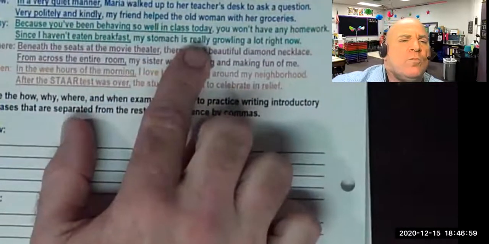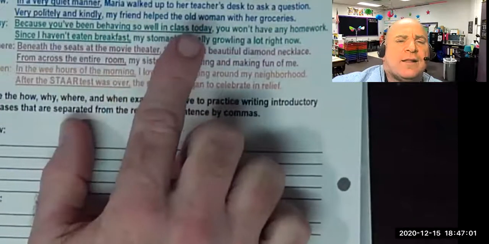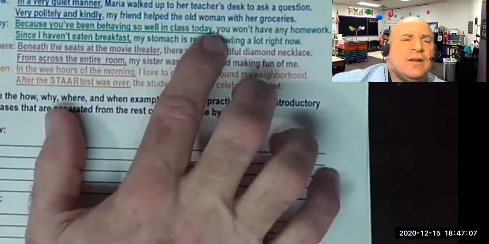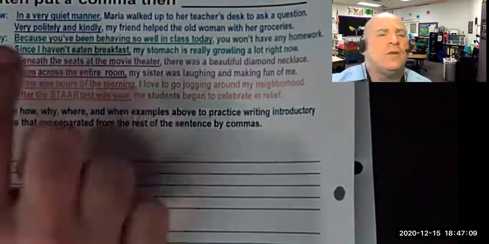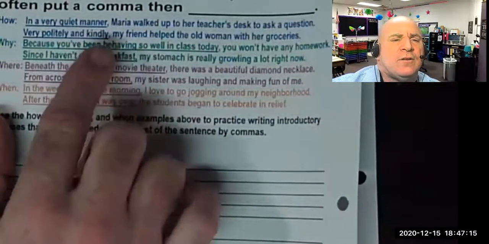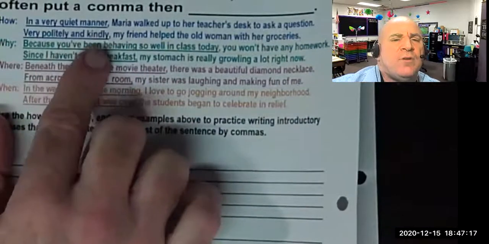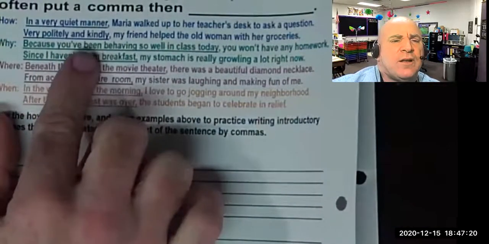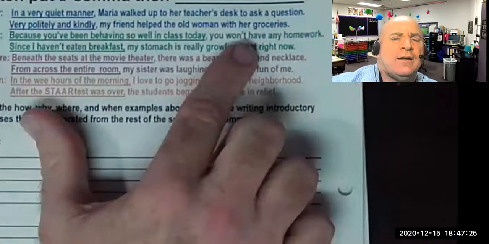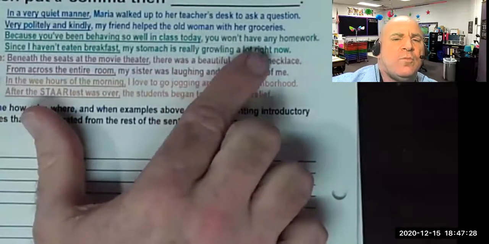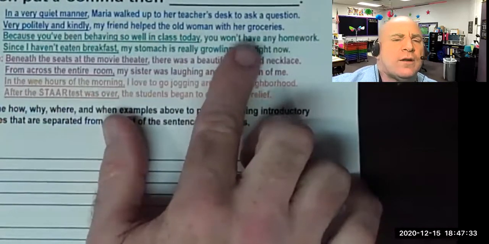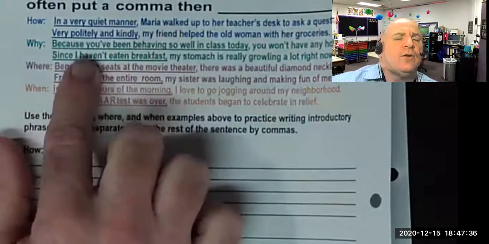Normally it would be, you won't have any homework because you've been behaving so well in class today. Only a capital on you and a period at the end of today. But when you flip it around, because you've been behaving so well in class today, the subject is you. What about you? You've been behaving, because that one has a subject and a predicate. This one is called the dependent clause, followed by an independent clause. You won't have any homework. You, the new subject, having homework is the predicate.